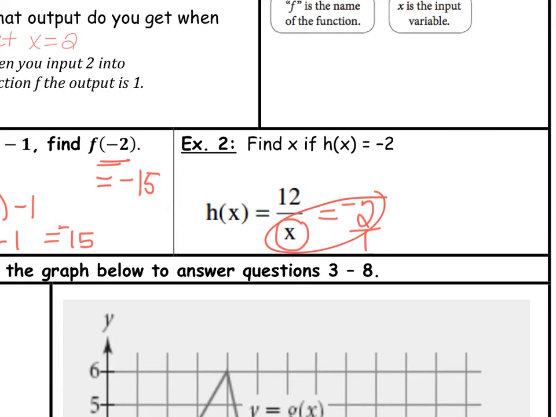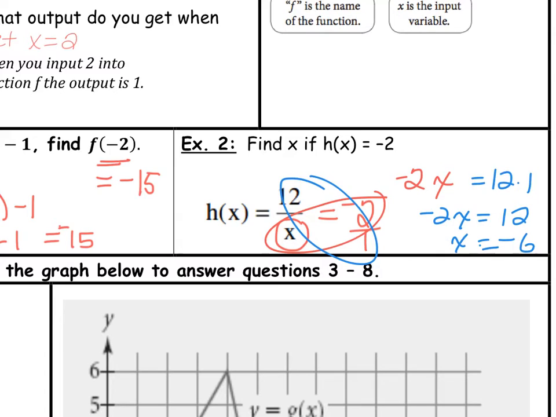And if we do negative 2 times x, that's the same as 12 times 1. We get negative 2x equals 12. Divide by negative 2, we get x equals negative 6. So h of negative 6 is equal to negative 2. We just wanted to work backwards on this one. If we knew what the answer was, what number can we plug in here to get negative 2 as an answer?